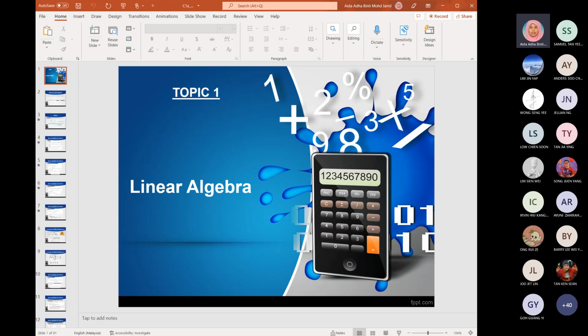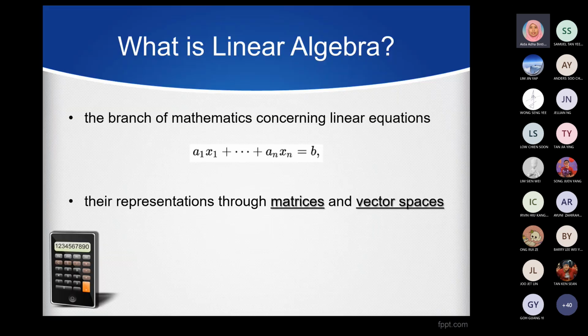Okay, linear algebra. So, what is linear algebra? This is a branch of mathematics that contains linear equations. So what is a linear equation? You can see here you have the variables x1, x2, up to xn. In front of each variable you have a constant, and on the right-hand side you have a constant too. This is referred to as a linear equation. Linear algebra can represent this linear equation by using matrices and also vector analysis.